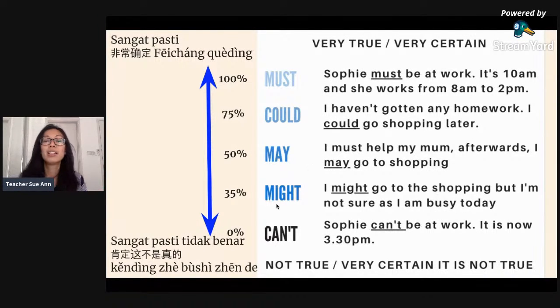All right? 35% is might. I might go shopping, but I'm not sure as I'm busy today. So this one is like, I'm quite busy, so I might go, not sure lah.